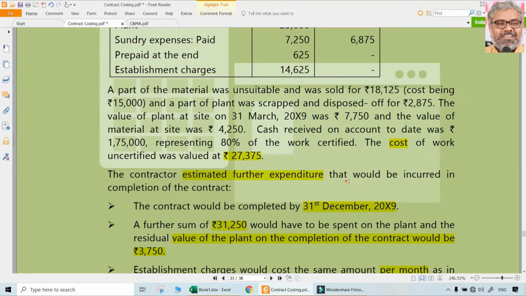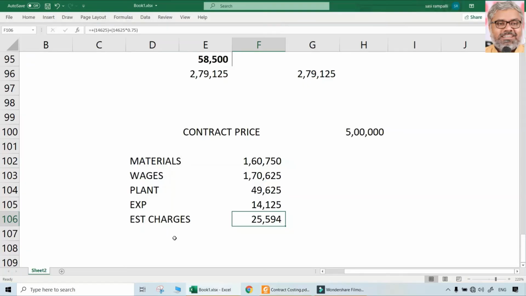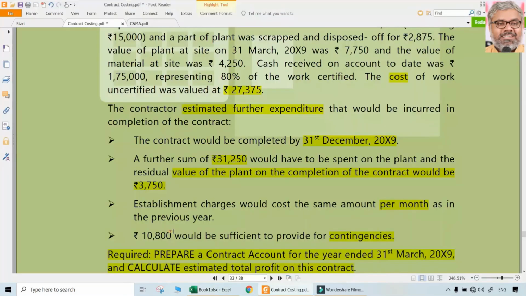That is one more aspect, and contingencies he has asked to be provided for 10,800.